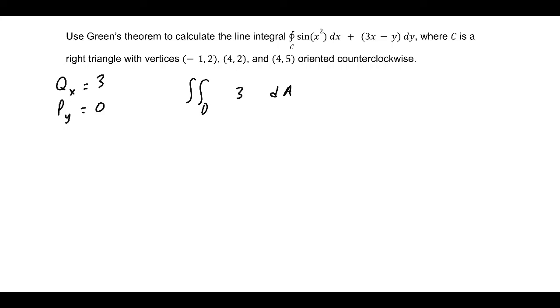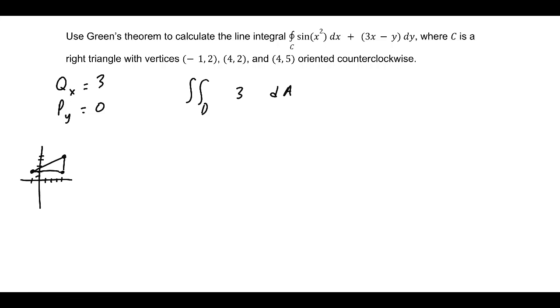Well, imagine what those points look like. In fact, I will draw those points on a coordinate axis. So the point (−1, 2), the point (4, 2), and the point (4, 5). Those, of course, form a right triangle. It's up to us to figure out what the boundaries are.